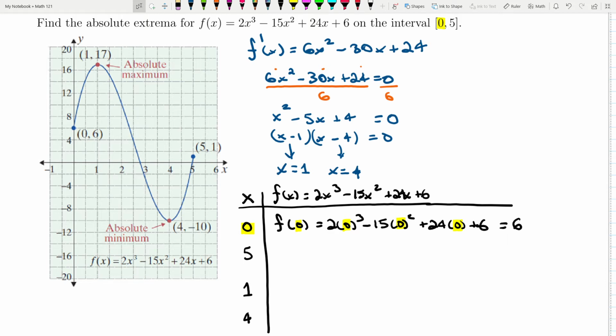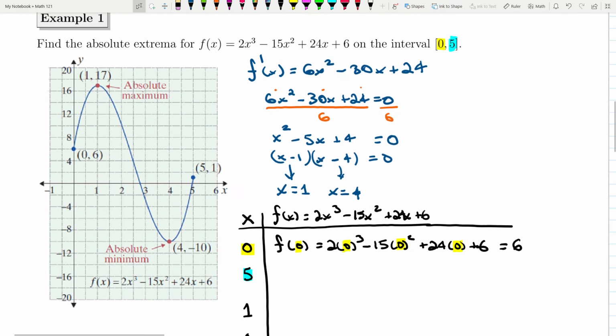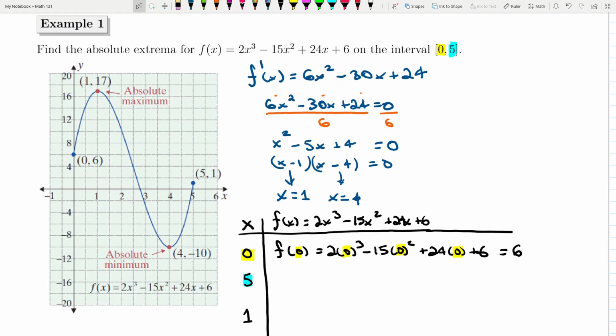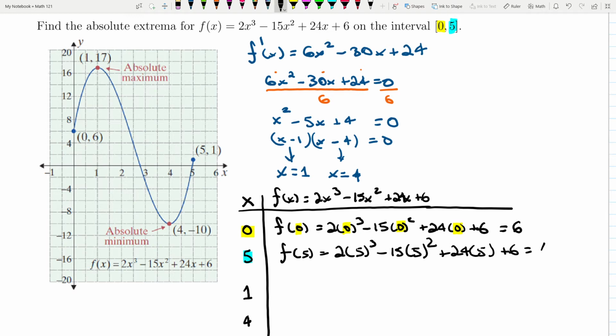Let's do the next one, the upper endpoint of the closed interval. In this case, evaluate f of 5: 2 times 5 cubed minus 15 times 5 squared plus 24 times 5 plus 6, and that equals, using a graphing calculator, 1. Let's highlight what we are evaluating.